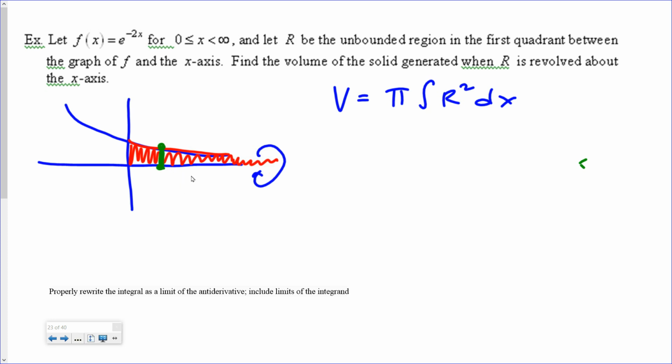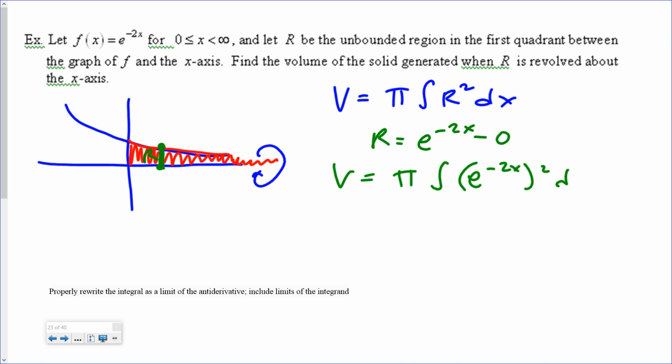Do I have a little r? Do I have a hollow part that I need to subtract out? No, okay? This region here is flush up against the axis, which is nice, so this is my formula. This is my R, so let me pull out R and ask you, what is the length of R? Is it y minus y, or is it x minus x? Y minus y. What's the top y of this R? E to the negative 2x. What's the bottom y? 0. Okay, so this R is going to be equal to e to the negative 2x minus 0. I'm going to plug that right into this formula. So V equals pi times the integral of e to the negative 2x, squared, dx.